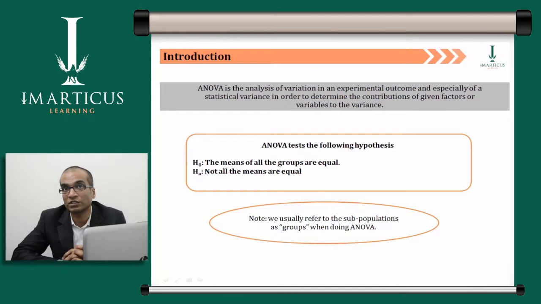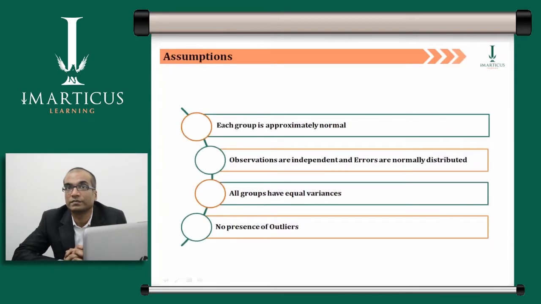So in the null hypothesis formulation, the means of all the groups are equal. So you are assuming that under standard conditions all of this data is behaving equal to each other, and the alternate is not all the means are equal. So the assumptions are each group is approximately normal, the observations are independent, and errors are normally distributed, and all groups have equal variance within them, and there is no presence of outliers.